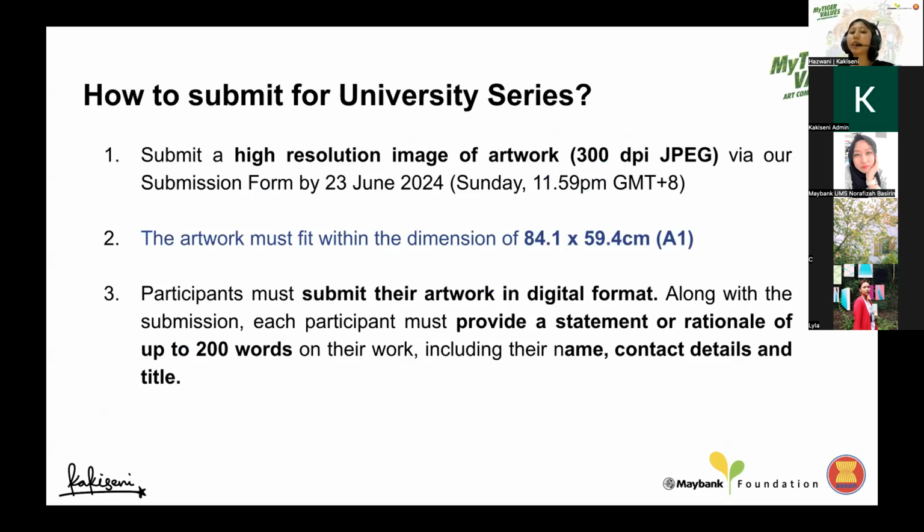So how to submit for the university students? The QR code you saw earlier, the submission form. You must submit a high resolution image of the artwork, 300 dpi JPEG, to our submission form by 23 June. The artwork you want to submit must be A1 size and submitted in digital format. When you submit, there will be a lot of details. You need to provide your title, and give your statement or rationale up to 200 words.